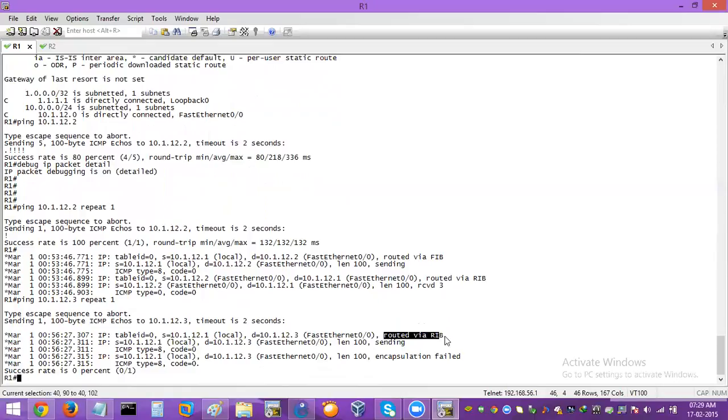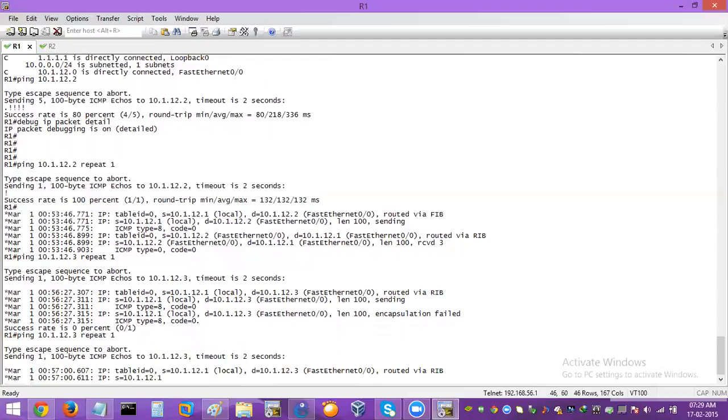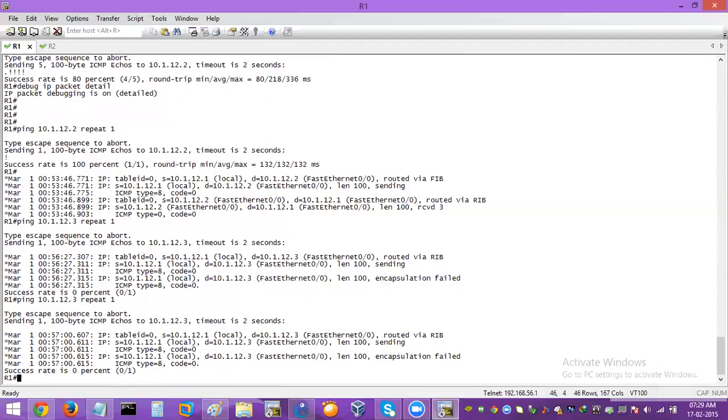Routed via RIP means what? I had a matching entry in my table, but there was no device actually assigned with this IP address, so there was no one sitting on that segment to reply. So RIB is the routing table. What is FIB? The CEF table, Cisco Express Forwarding table, which we will talk about later on. What is the difference between FIB and RIB? We'll talk about that later.